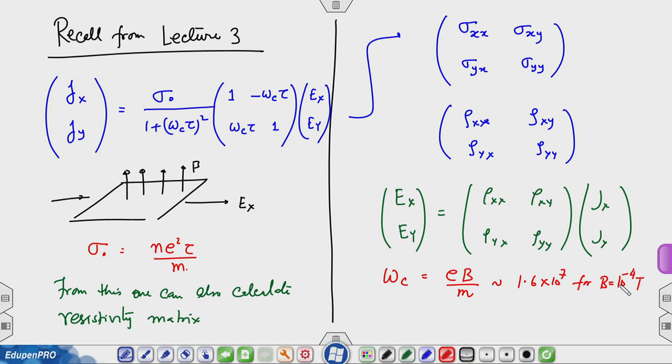If you go to very high fields, omega c becomes very large, and that is what we want for observing quantum Hall effect. So, for example, if you take B equals 1 Tesla, then omega c will be 4 orders of magnitude higher, 10 raised to 11 radians per second.